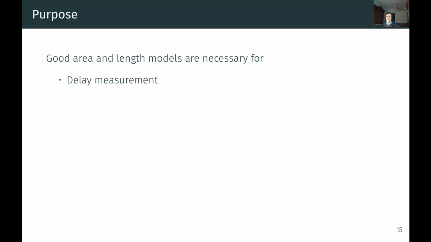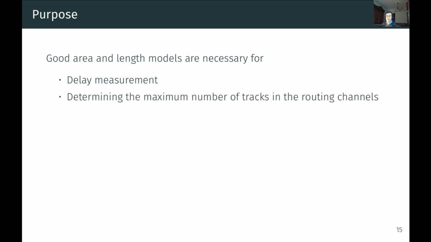All right, now that we know how to calculate the resistance and capacitance of wires per micrometer length, we also need to know the lengths of wires in order to be able to measure their delays, and for this we need fairly precise area models. Besides this, the area models are also necessary for determining the maximum number of tracks that can fit into routing channels above the FPGA tiles.